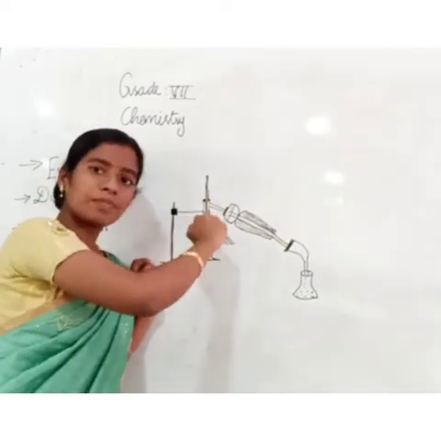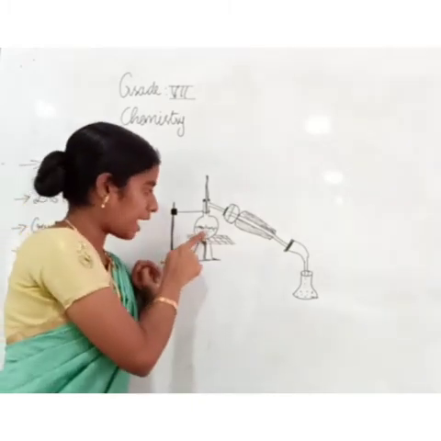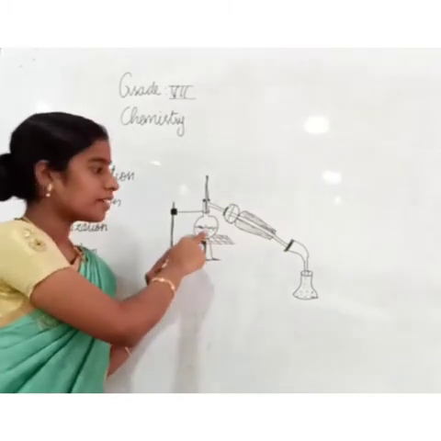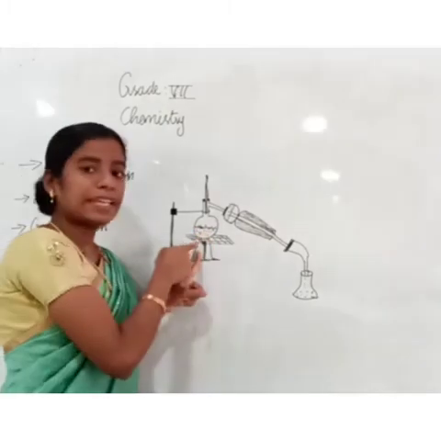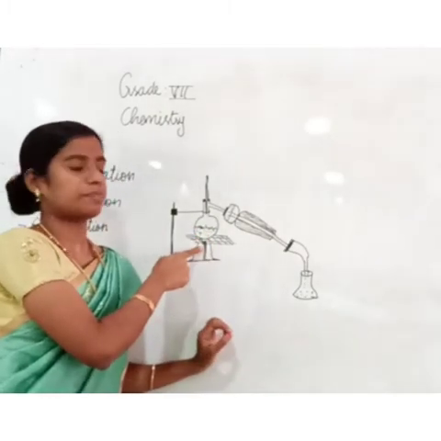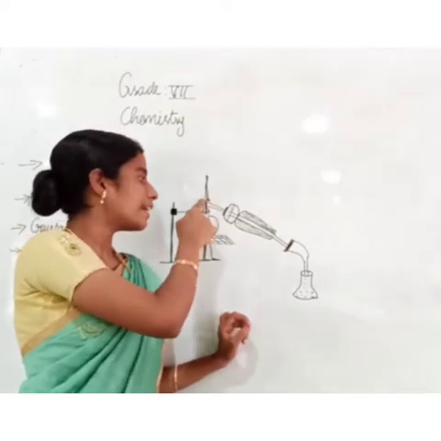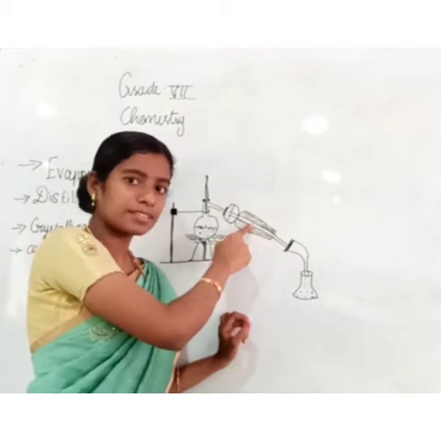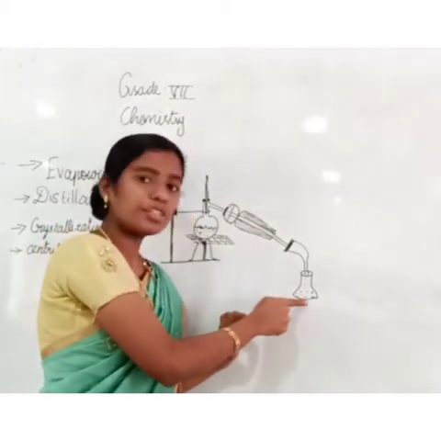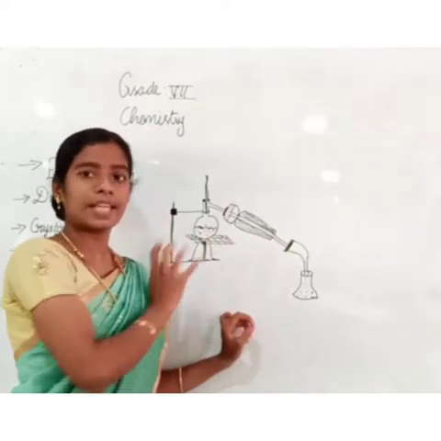Its bottom is round, right? So, you have to take this round bottom flask. Then, we have to heat the solution using a burner. At the top, we have to attach a condenser, and it is connected to a conical flask. Did you understand the setup?